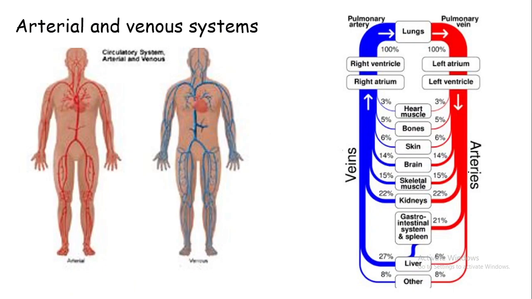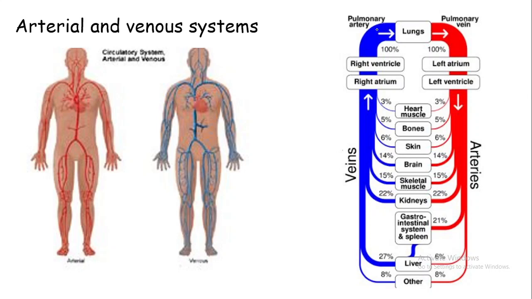Next one. Arterial and venous systems. Pulmonary artery, just look at this. It gives you an insight of the network of arteries, or the branching of arteries, in the body, and the veins. They run parallel to each other, along each other. Just have a look at this.